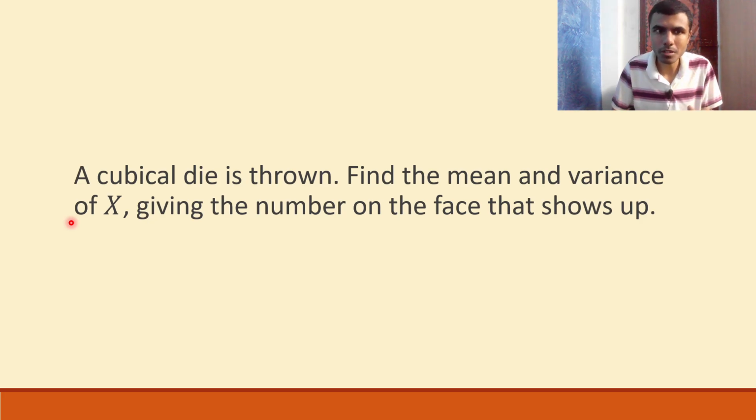Now let us see how to solve this given question. A cubical die is thrown. A die, you know, right? It has 1 to 6. Find the mean and variance of X giving the number on the face that shows up.